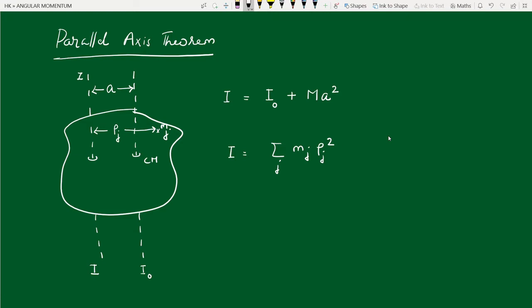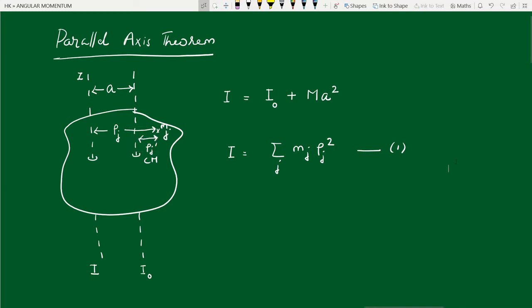Now, let us come back to this same particle of mass mj. Its perpendicular distance from the axis passing through the center of mass, let us call it rho j prime. I am calling this equation 1. So this particle of mass mj has a perpendicular distance rho j from the z axis. Similarly, its perpendicular distance from the parallel axis passing through the center of mass is rho j prime.